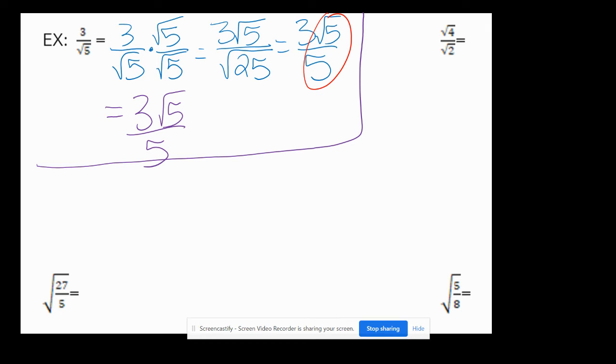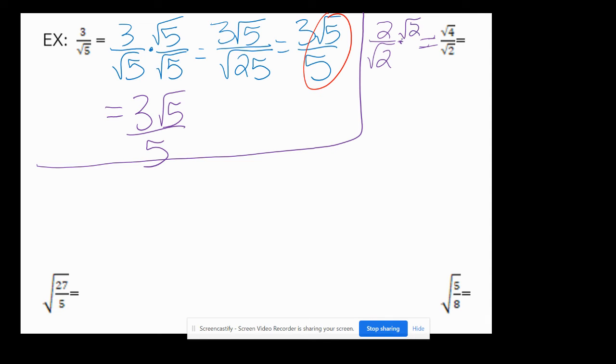Square root of 4 over the square root of 2. Well, we can do the square root of 4. That is a perfect square. It's 2. The square root of 2 on the bottom, though, I can't take the square root of that. I can't reduce the 2's because one is a 2 and one is a square root. They're not the same thing. So our radical on the bottom is the square root of 2.